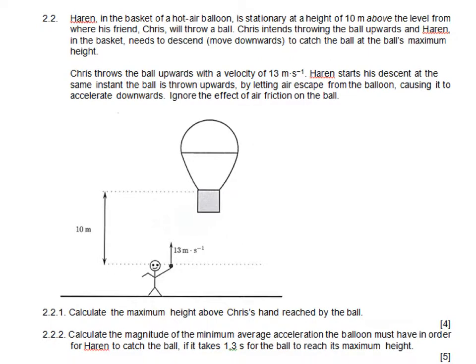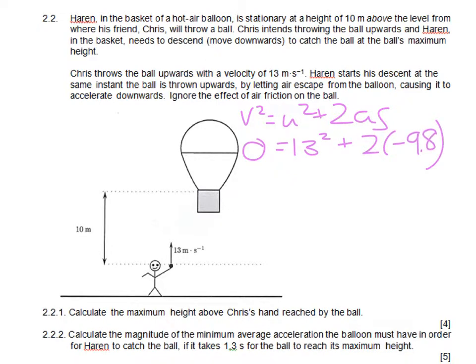Ignore the effects of air friction on the ball. Calculate the maximum height above Chris's hand reached by the ball. So this is a simple projectile motion. V squared is equal to U squared plus 2as, and we're going to stop. We start with 13 meters per second plus 2, it's in free fall, 9.8 downwards. And the distance is therefore 8.62 meters.